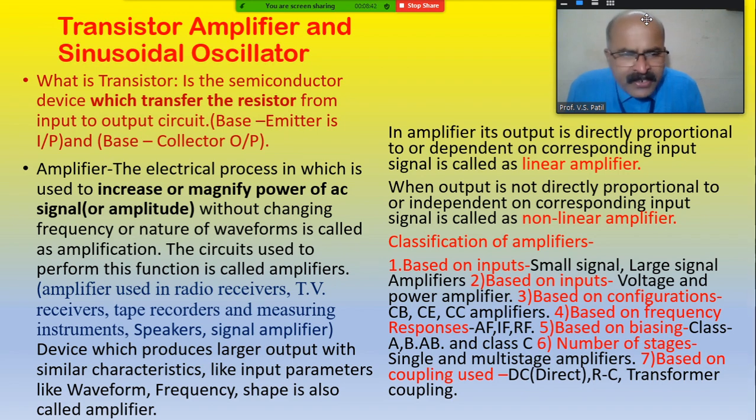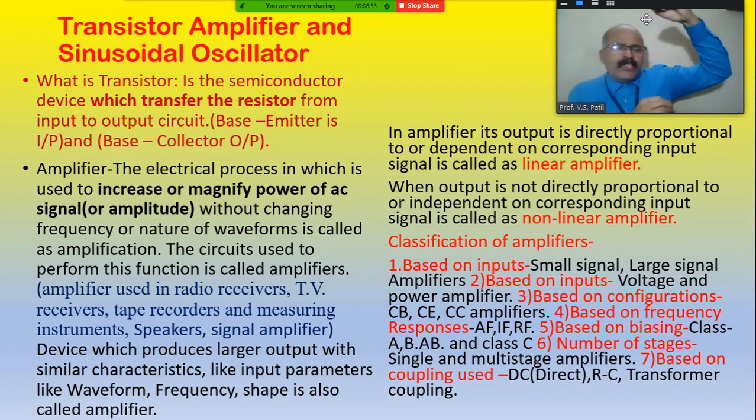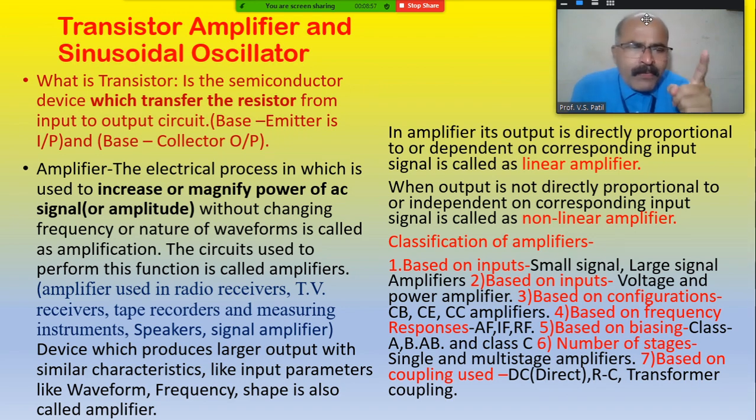Amplification is to increase or magnify the AC signal without changing the frequency and the nature of the waveform. We know that in amplification only amplitude is to be increased. There will be no change made in waveform as well as the frequency. Also, we see where the transistor amplifiers are used. They are used in radio receivers, TV receivers, tape recorders, and other measuring instruments.